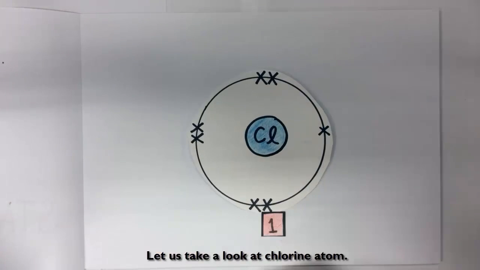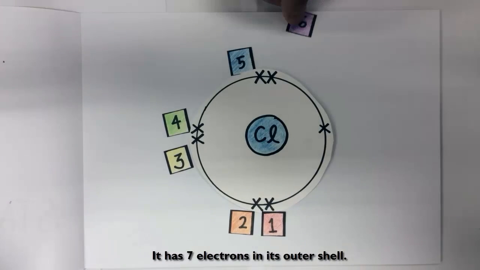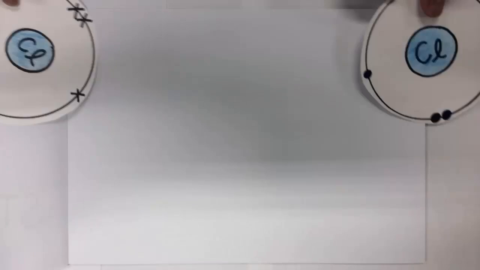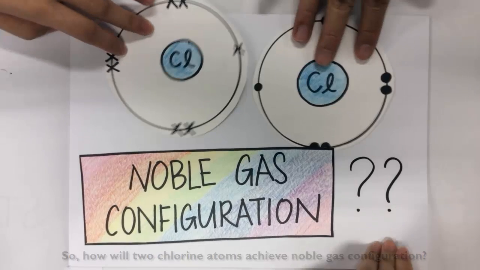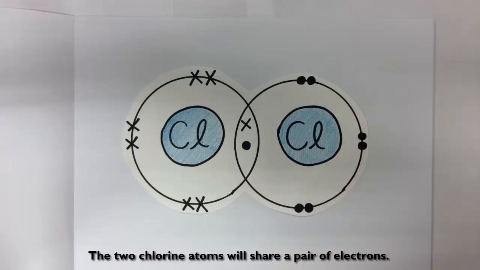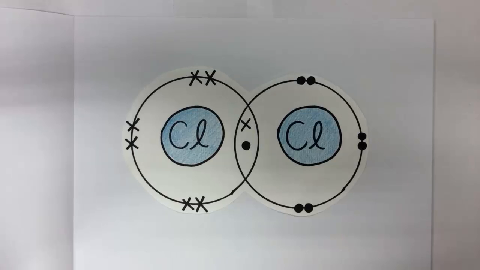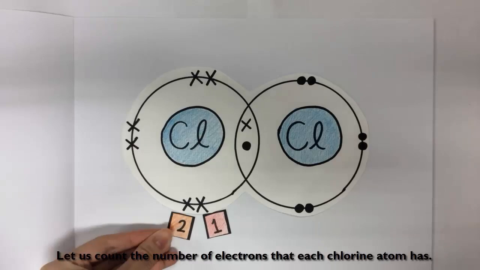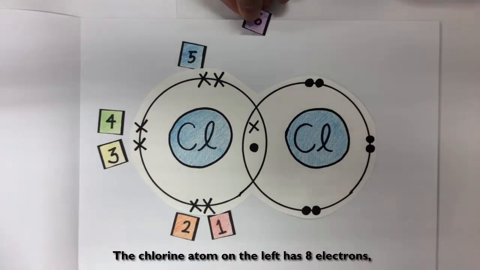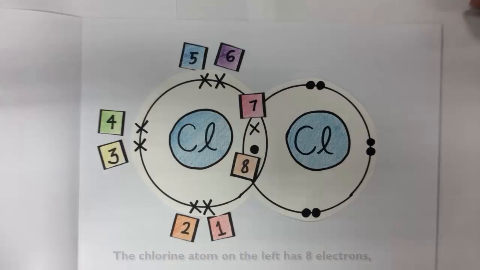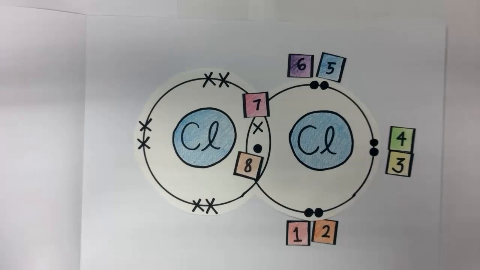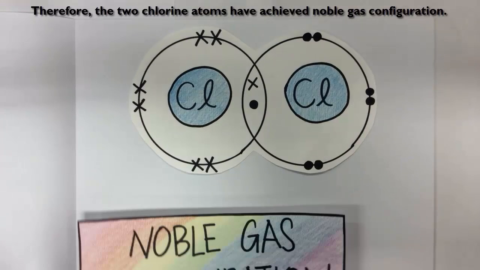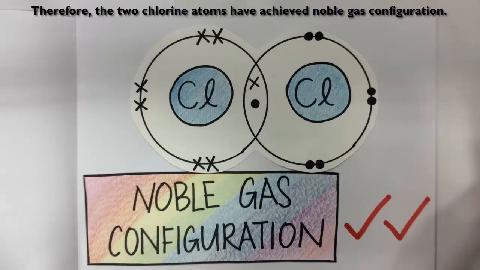Let us take a look at chlorine atom. It has 7 electrons in its outer shell. So, how will 2 chlorine atoms achieve noble gas configuration? The 2 chlorine atoms will share a pair of electrons. Let us count the number of electrons that each chlorine atom has. The chlorine atom on the left has 8 electrons. The chlorine atom on the right has 8 electrons too. Therefore, the 2 chlorine atoms have achieved noble gas configuration.